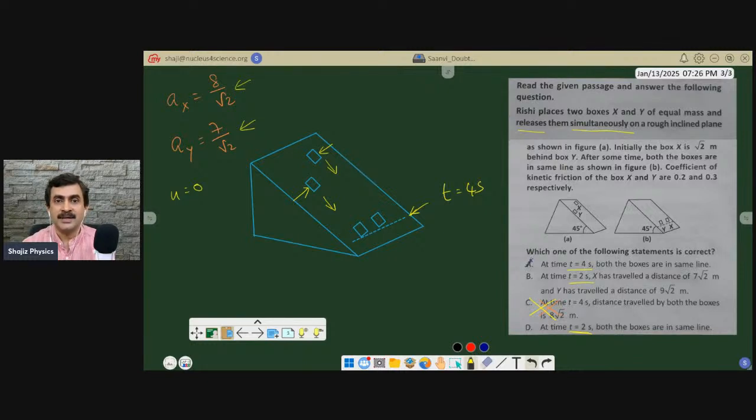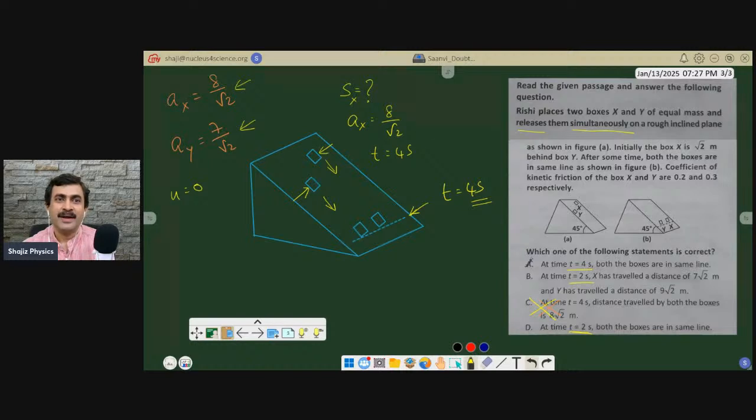So let us consider the position of X after 4 seconds. We wanted to find out the distance or displacement for X. Similarly, we have the acceleration of X, that is 8 by root 2. Then we have t is equal to 4 seconds.